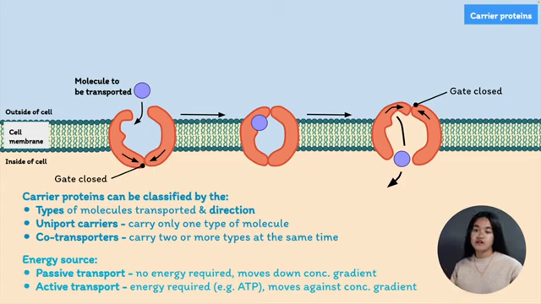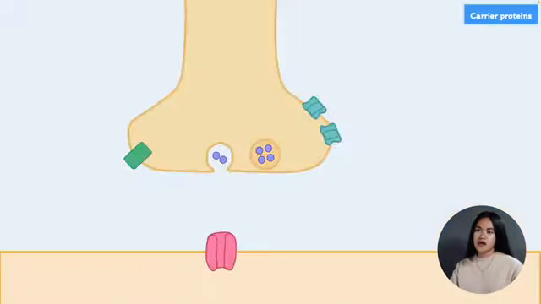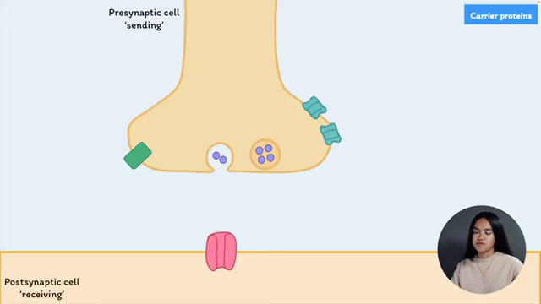Let's look at how drugs can influence carrier proteins. Drugs that target carrier proteins can interfere with their ability to transport molecules, altering cellular metabolism and function. We're still looking at neurotransmission here. So we have the presynaptic terminal and the postsynaptic cell, and we have a postsynaptic receptor right here. And when a substance binds, it will produce a response in the postsynaptic cell.